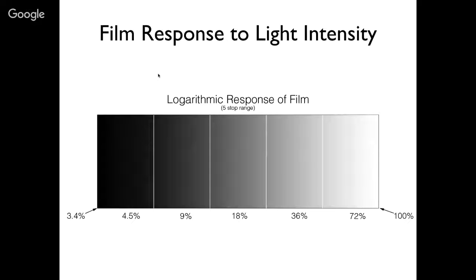Zone 6 would be light Caucasian skin. Zone 7 is the last place where you have full highlight detail. Zone 8, you can sense texture, but you don't really have full detail. Zone 9, you've lost all texture, but it is not page white. Zone 10 is page white.